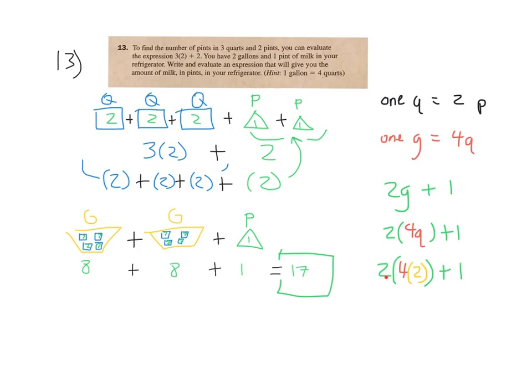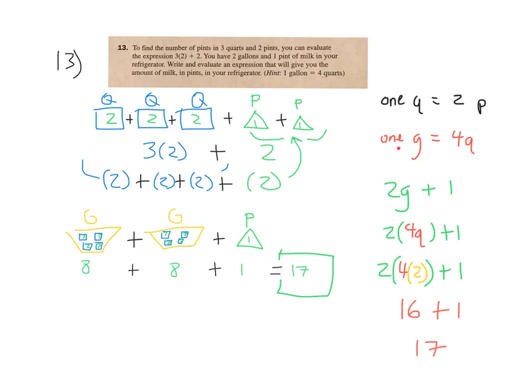So that's 2 times 4 is 8. Times 2 is 16 plus 1. So that's going to be 16 plus 1. And that equals 17. All right. So in other words, 1Q is 2 pints. One quart is 2 pints. 1 gallon is 4 quarts.